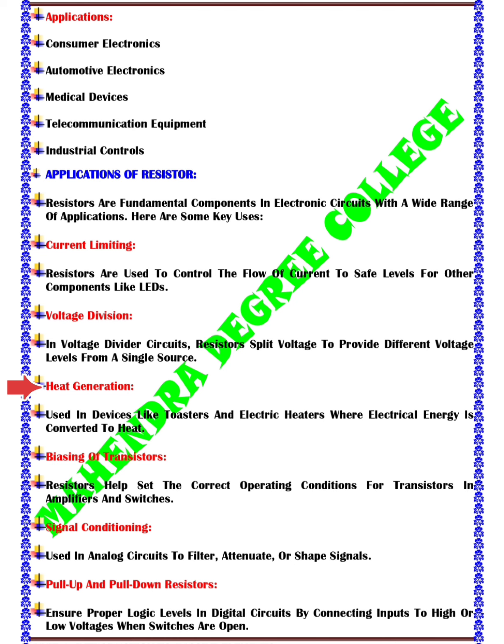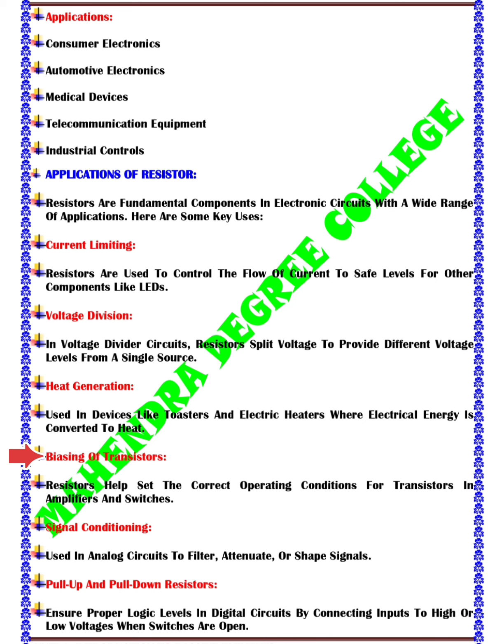Third one, heat generation. It means resistors are fundamental components in various heating appliances. Their ability to generate heat when current flows through them makes them ideal for applications like electric heaters, toasters, and electric stoves. Fourth one, biasing of transistors.